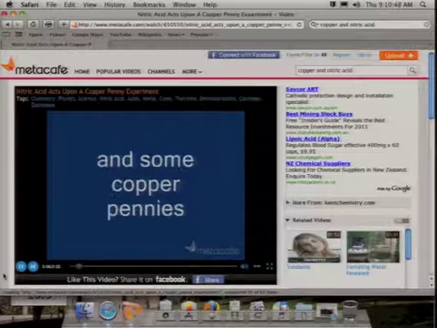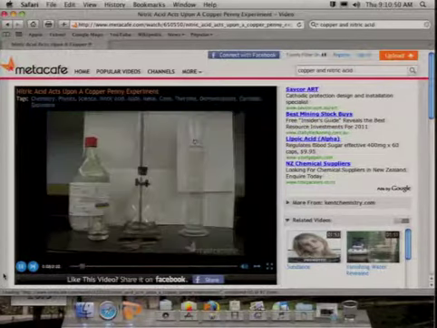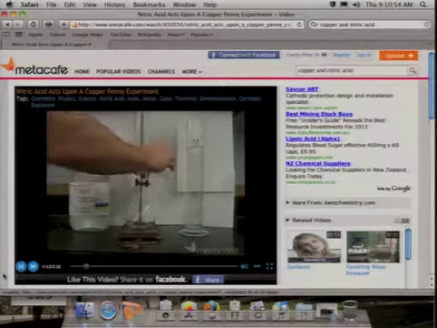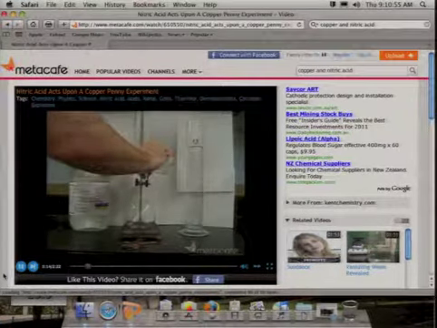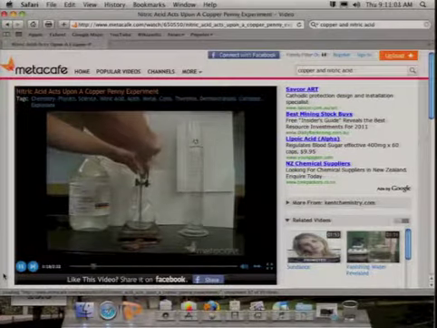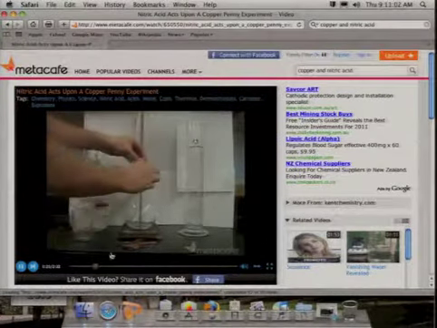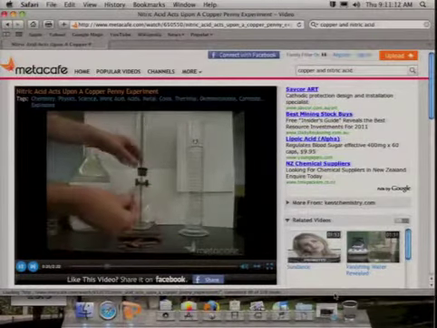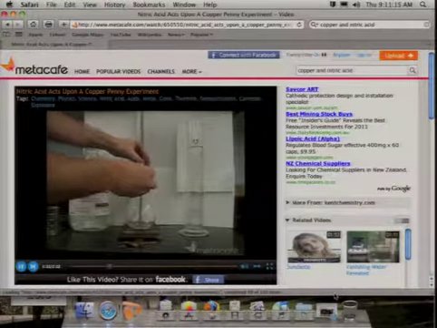I haven't seen this before, this could be really bad, but... Oh, wonderful. Copper pennies into nitric acid.